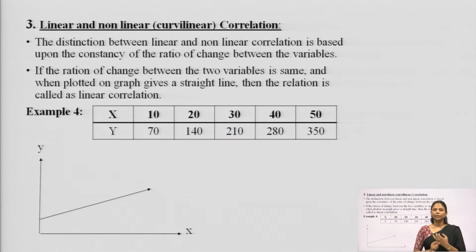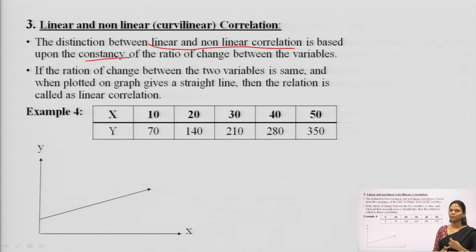Now, we have the linear and non-linear, or we can say curvilinear correlation. The distinction between linear and non-linear correlation is based upon the constancy of the ratio of the change between the variables. That means, how much the variation is there, what is the ratio of the change of the variables. Therefore, when the ratio of the change of the two variables is the same, then it is called the linear correlation.